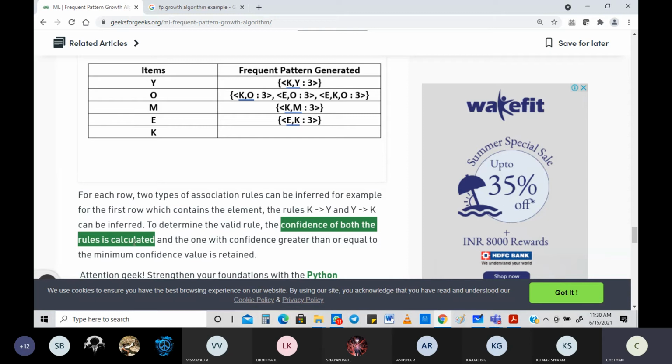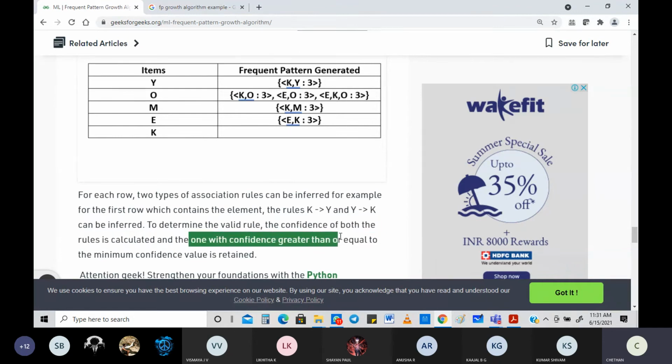Okay, the confidence level. What is the way of calculating a confidence level? You studied this for many classes back, when you talk about minimum support level, confidence, minimum confidence, all those things. This is one of the first parts of your module 3. Confidence of both the rules is calculated. The one with the confidence greater than or equal to the minimum confidence level is retained.